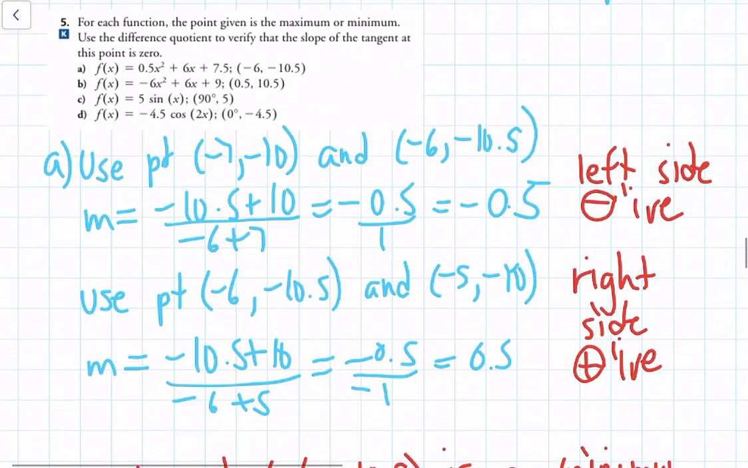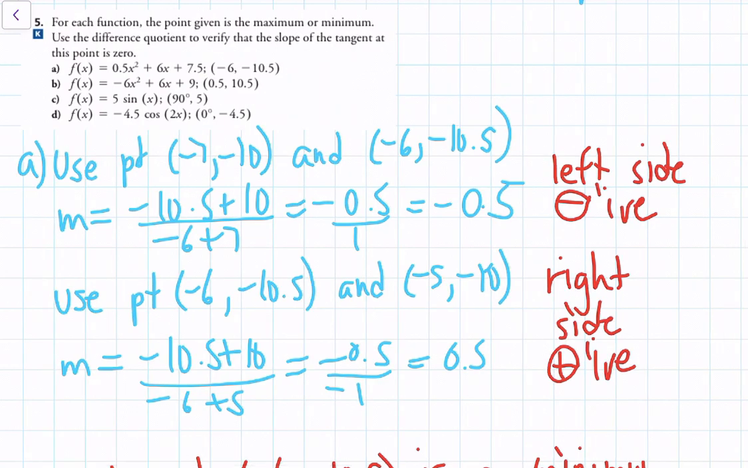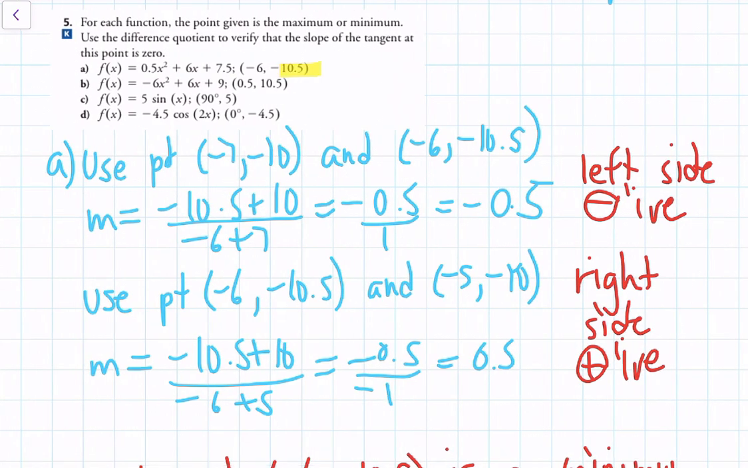Okay, so then for each function, the point given is the maximum or minimum. Use the difference quotient to verify that the slope of the tangent at this point is 0. So we just went through example A here. You have our 2 points given, and we have our main point given, and we're going to use again a point that's a little bit smaller and a little bit larger than our given point. So what we see here is that once we calculate this through, the left side of this is the slope that is given.